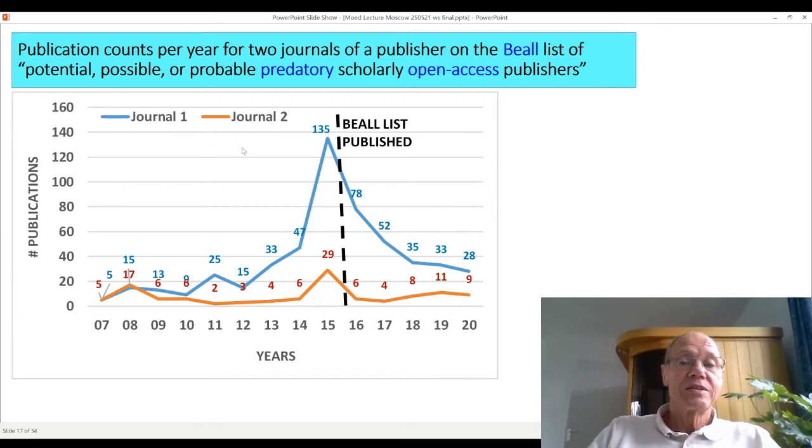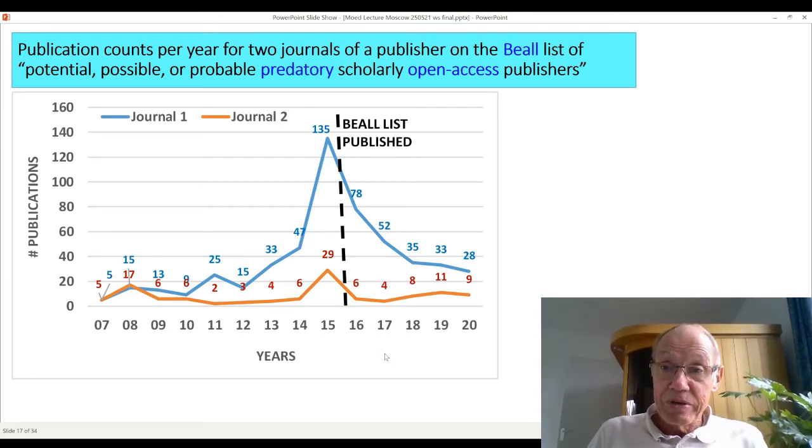And here we see a typical example of two journals for which the number of published articles increased up until 2016, and after 2016 declined dramatically. This suggests a potential effect of this list upon the performance of these journals. But this is only a case study of two journals, and we of course want to examine many more journals.